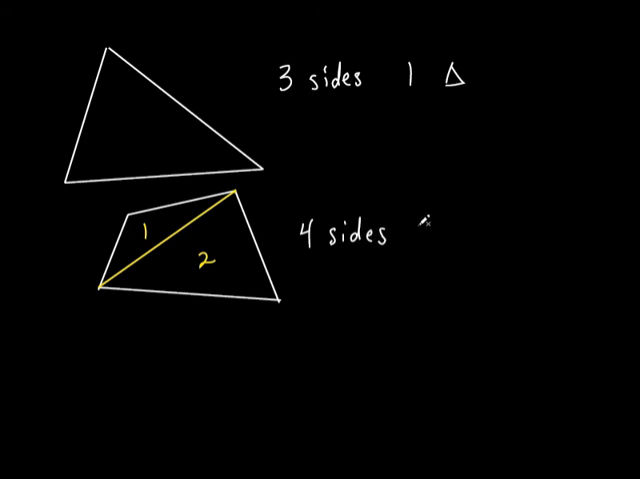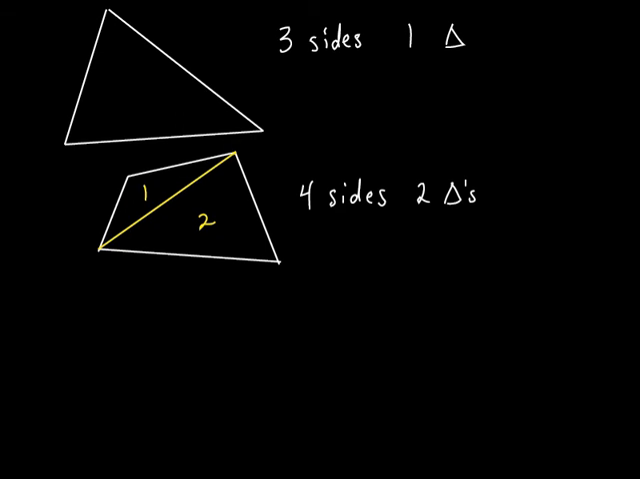All right, so 4 sides. How many triangles? 2 triangles. All right. Let's do another one. So I had 4 sides, right? How many sides do you think I'm going to draw now? 1, 2, 3, 4, 5.